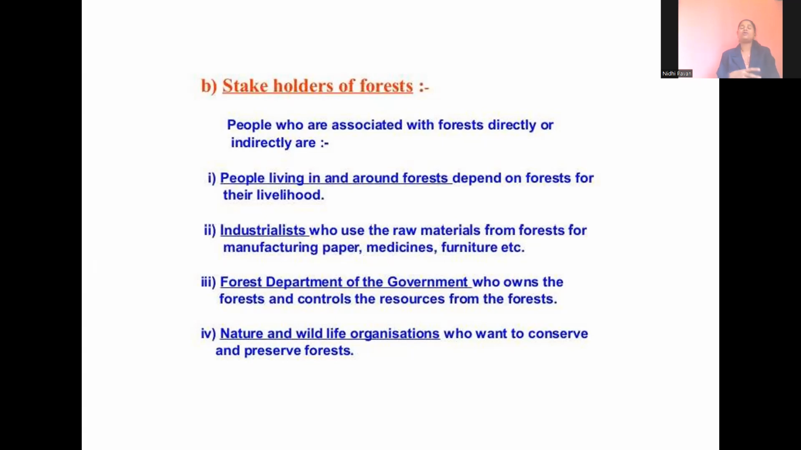We are using the forest, we are using the forest products, but we are not aware of when the forest will end. If it ends, what is next? We know the resources are getting over day by day, right? So that has to be thought about seriously by every stakeholder.